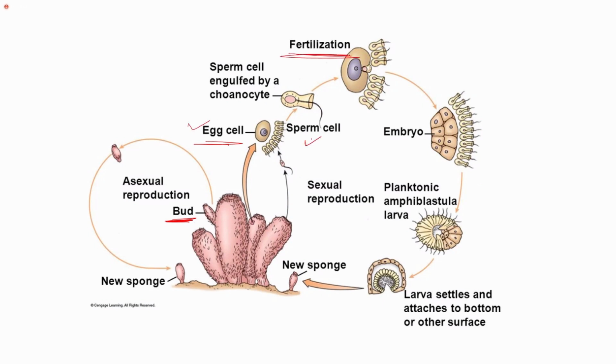This fertilization leads to the formation of the embryo. The embryo can be a planktonic embryo, that is the amphiblastular larva. The embryo develops basically into the larva. So this is the developmental stage where it develops into the amphiblastular larva. The larva settles down and attaches to the bottom or another surface, leading to the formation of a new sponge. So this is how the sexual reproduction happens.